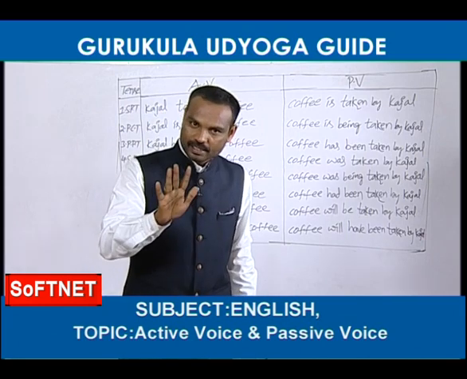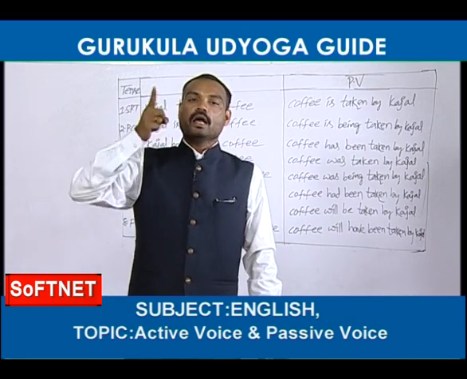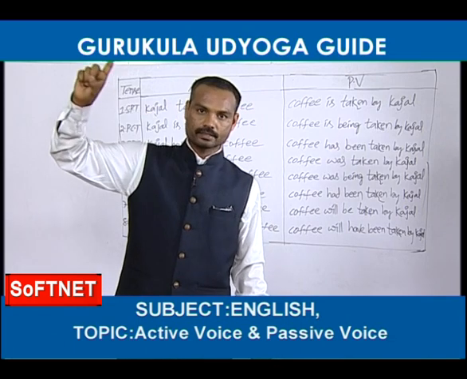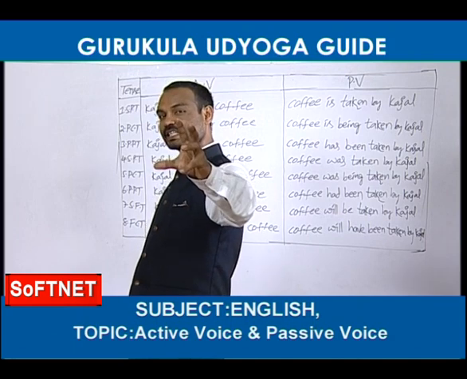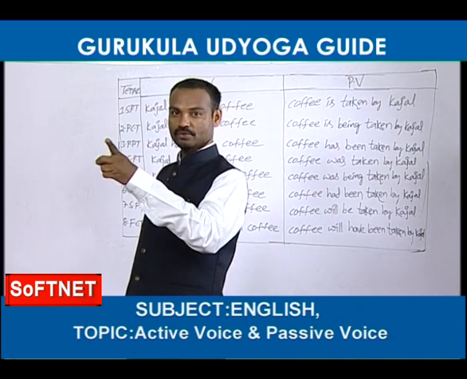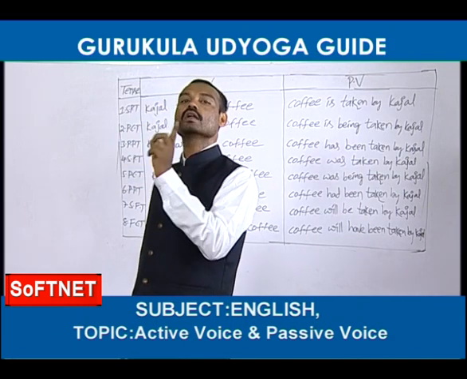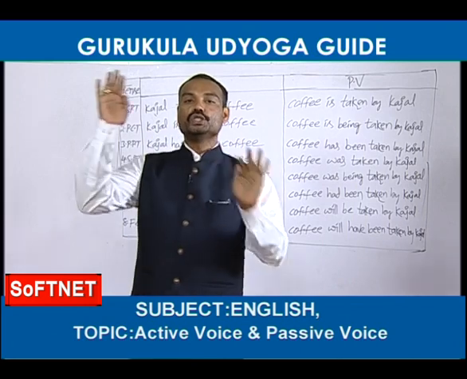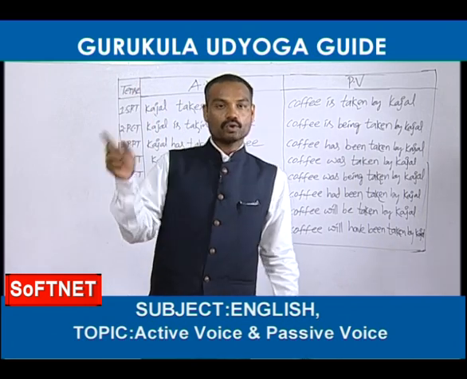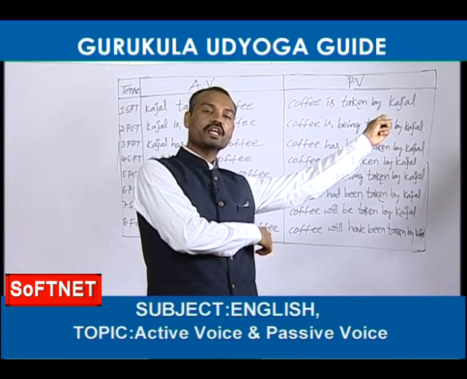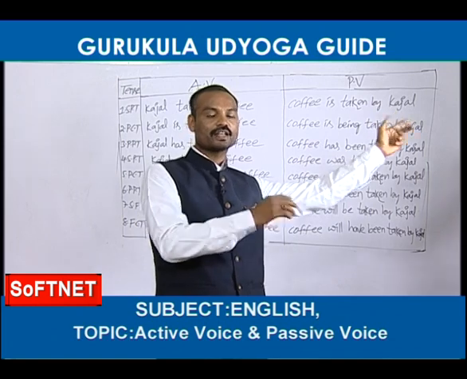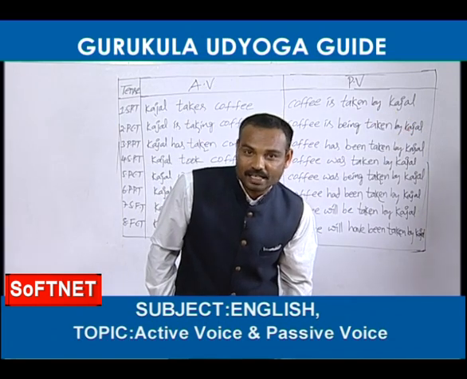Whenever the active voice contains have or has or had, then you should use been in the passive. Is it clear? When you see have or has or had in the active voice, you should write been in the passive voice. So Kajal had taken coffee. Passive is coffee had been taken by Kajal. That's fine. Shall we see a plural example?